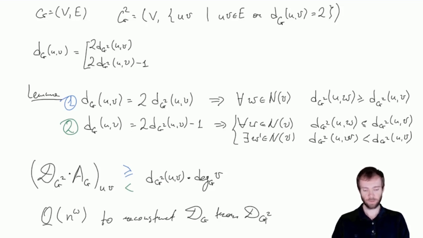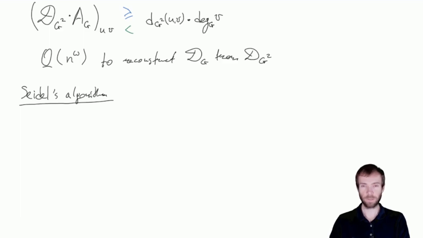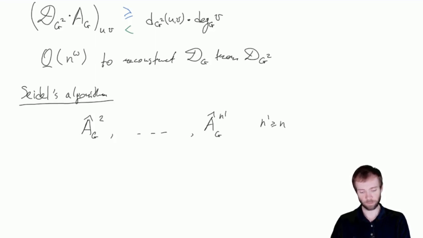And thus now we can finally state the complete algorithm for computation of the distance matrix. Seidel's algorithm runs as follows. First we compute the reachability matrix by squaring our matrix A hat G, and on the way, we can reduce all the values that are greater than 0 just to ones. So we compute this sequence of matrices up to G to the power n prime, such that n prime is greater than or equal to n, and n prime is a power of 2.